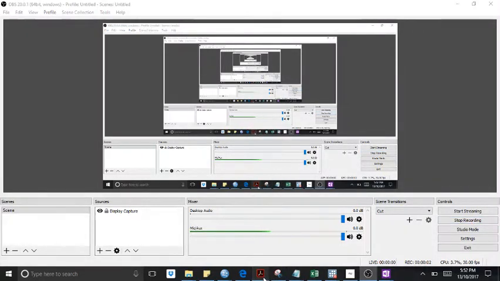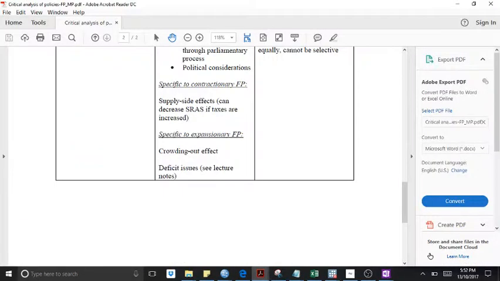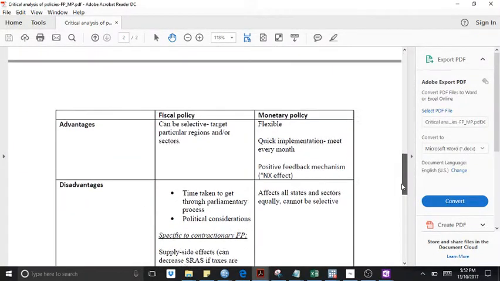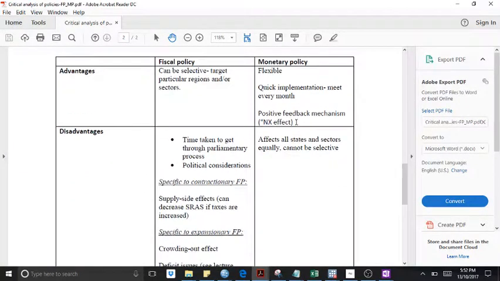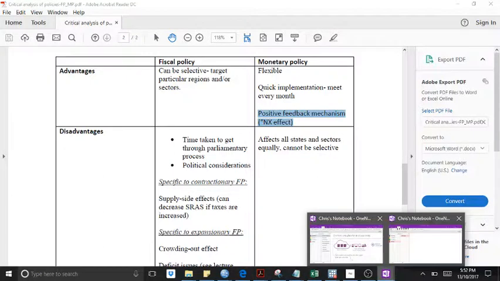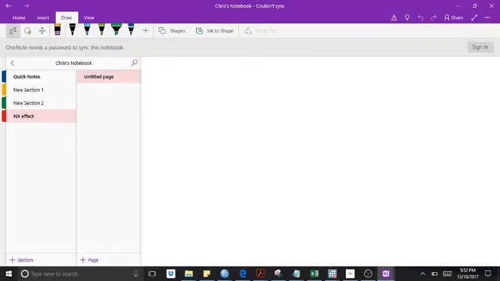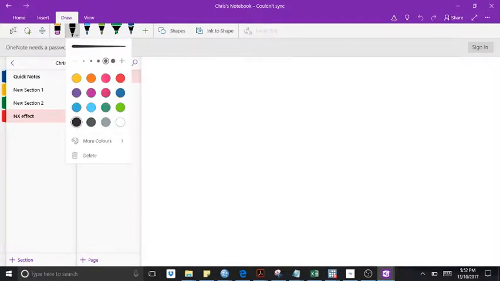Okay, the second effect that we need to study is the net export effect, and you can see that it's an advantage of monetary policy. So we need to know how it strengthens monetary policy. And it works both ways, but we're going to look at it from a recessionary side, but you can do the same thing for a contraction.